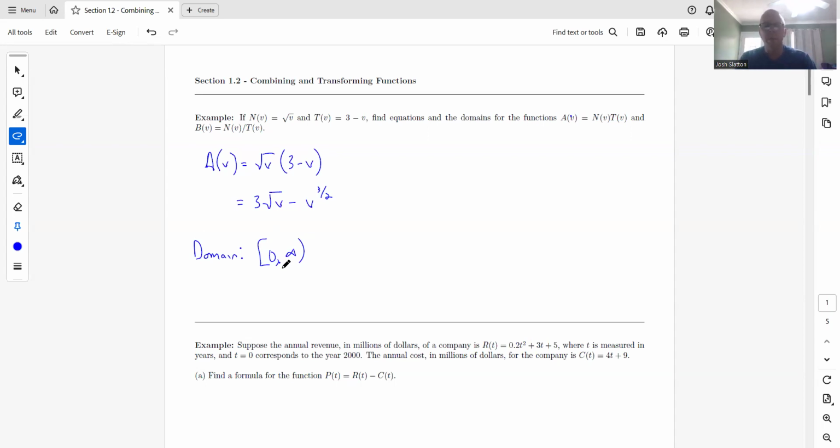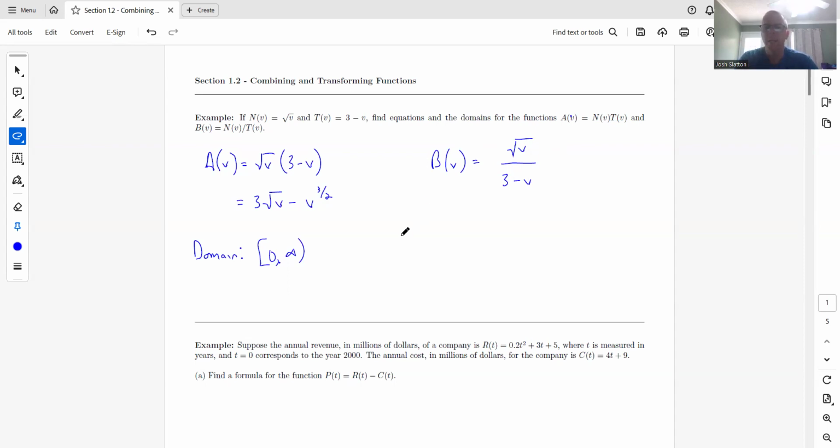Right. So what happens when we divide? Division is usually simple enough to set up. So n of v is square root v, and t of v is 3 minus v, and there's nothing really you can do with that. So that is the answer.